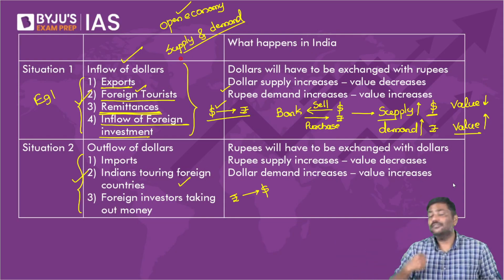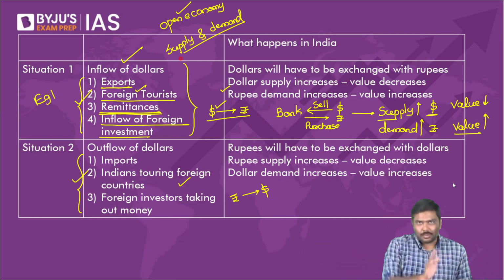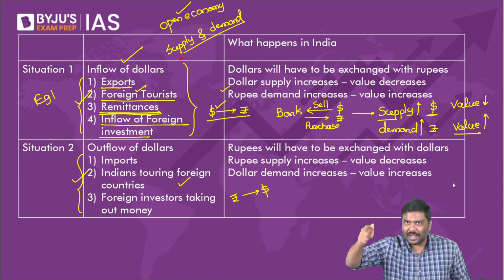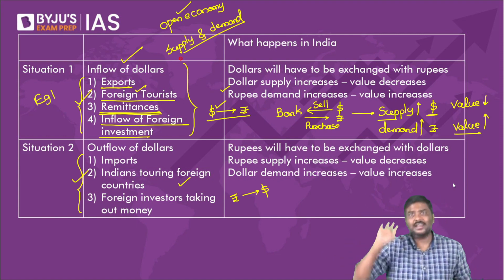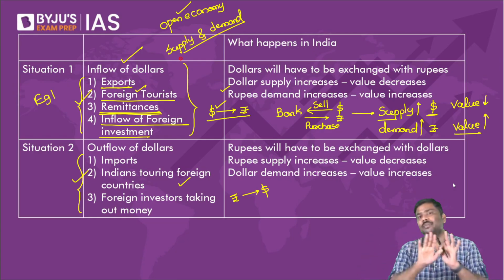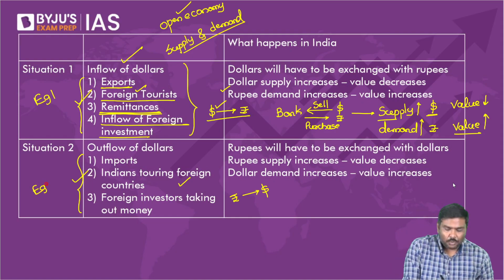This we call a floating exchange rate. In floating exchange rate, government doesn't determine, RBI doesn't fix. It is the market which will determine what is the value of the currency. Anybody has difficulty in understanding this?